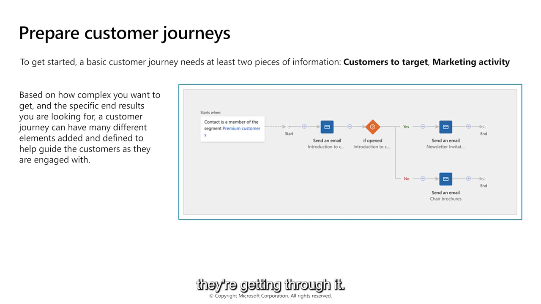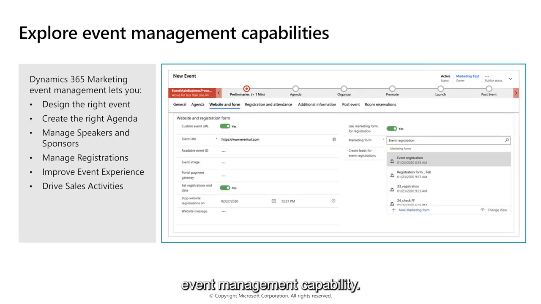Now, we've already mentioned the event management capability. So what we have is the event designer, and this allows us to create the right type of events based on our organizational goals and factors such as the intended audience, the type of event, and the desired outcomes. We have the ability to track logistics such as the location details and fees and speakers and sponsors. And we can manage all of that within the event management.